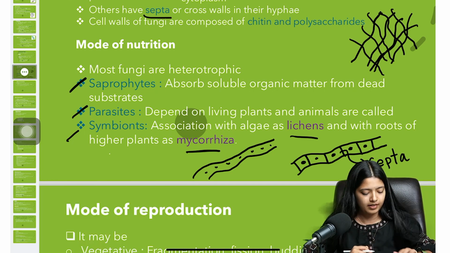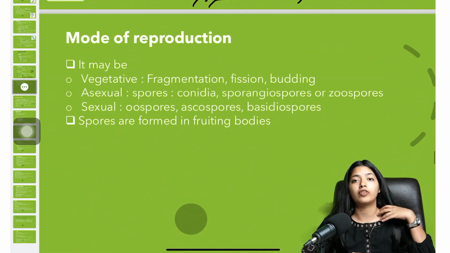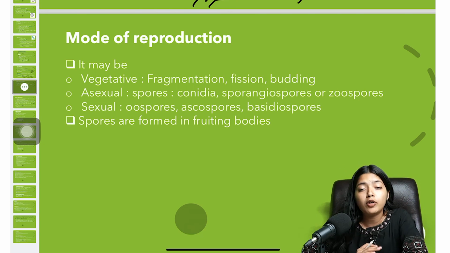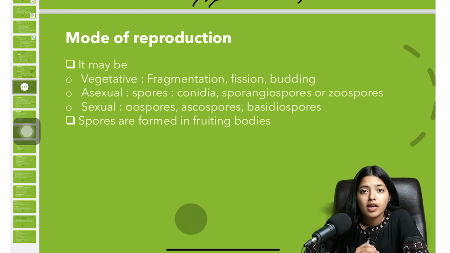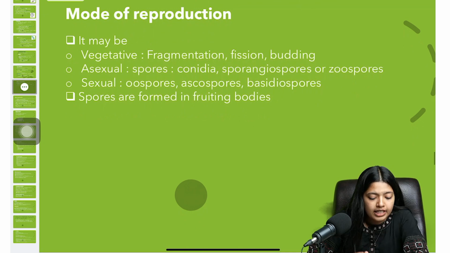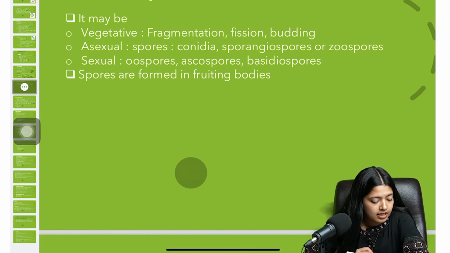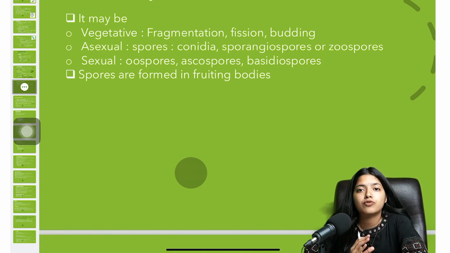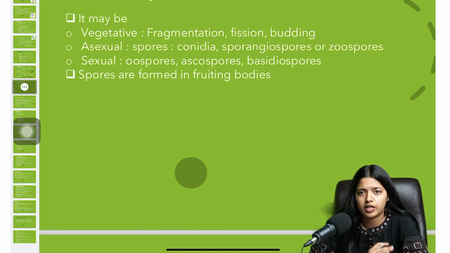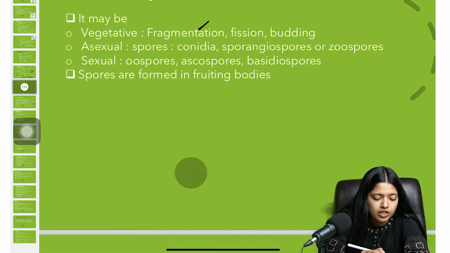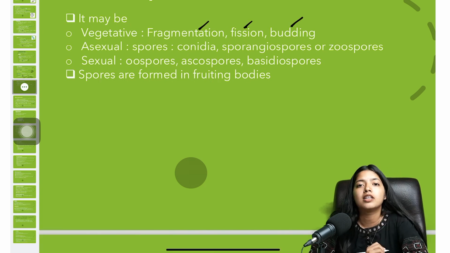Now, next is mode of reproduction. How they reproduce. Mode of reproduction is a very important point. There are three types of reproduction: vegetative, asexual or sexual reproduction. Vegetative reproduction means any part of the vegetative plant body is used for reproduction. Examples are fragmentation, fission and budding.